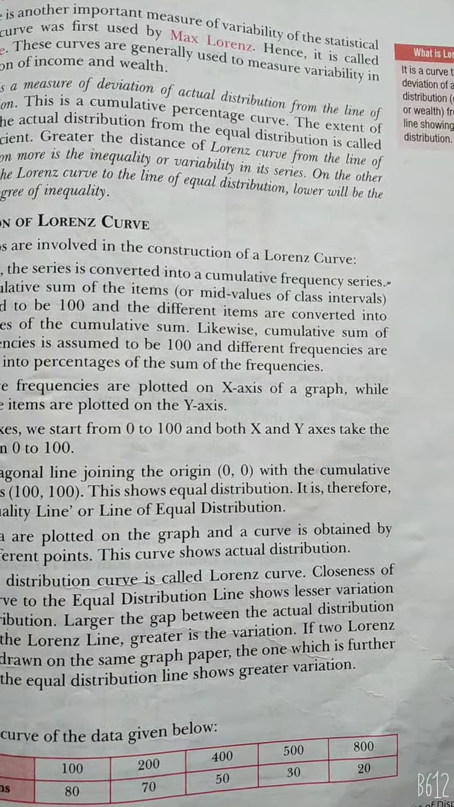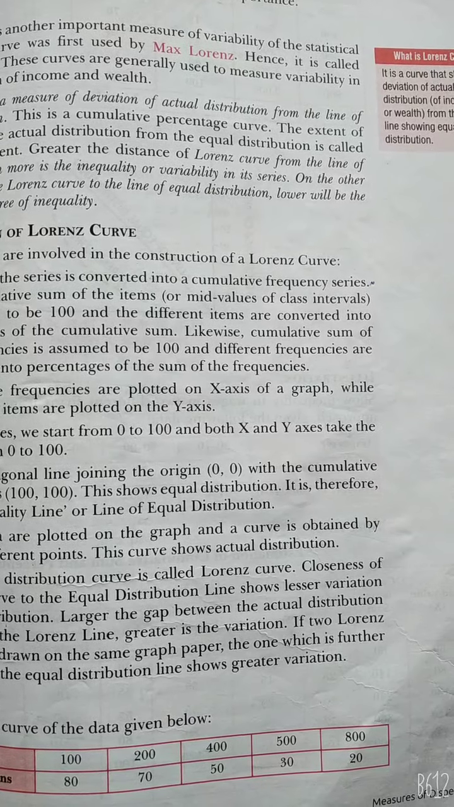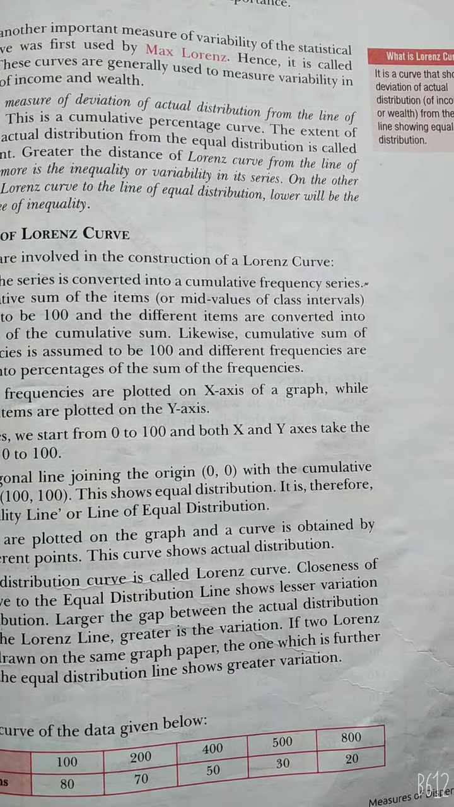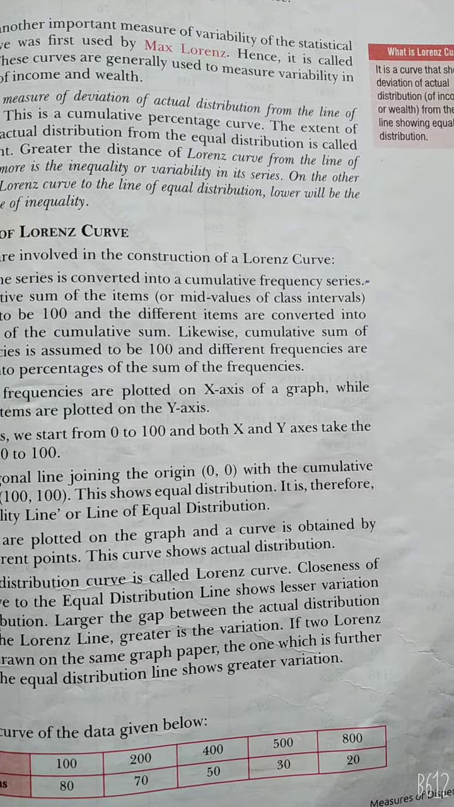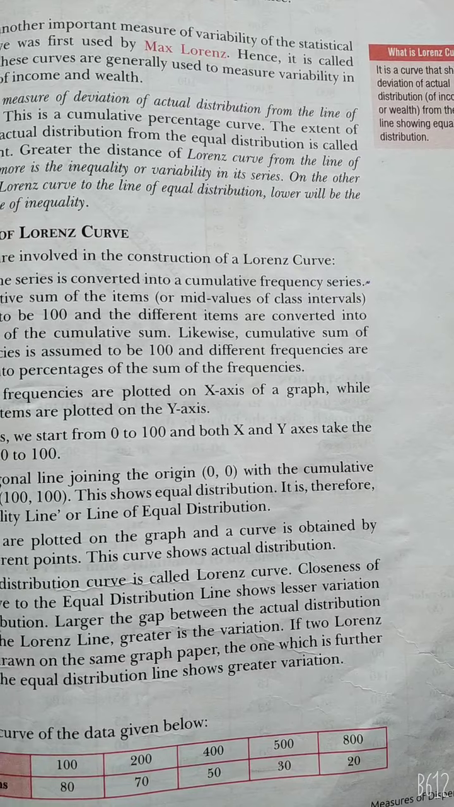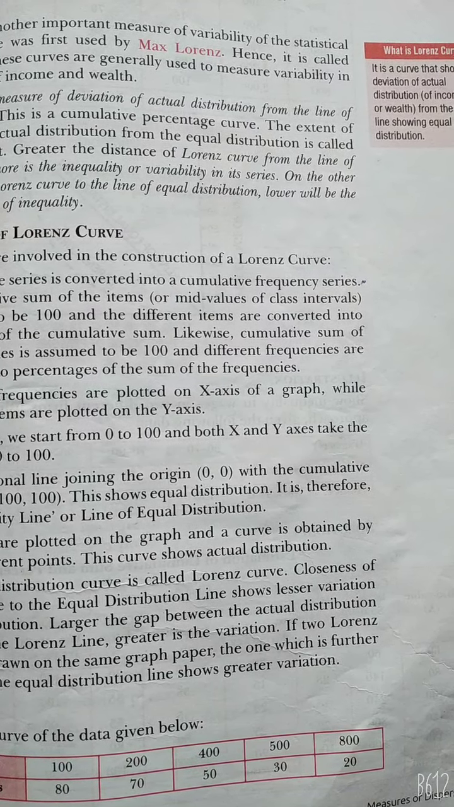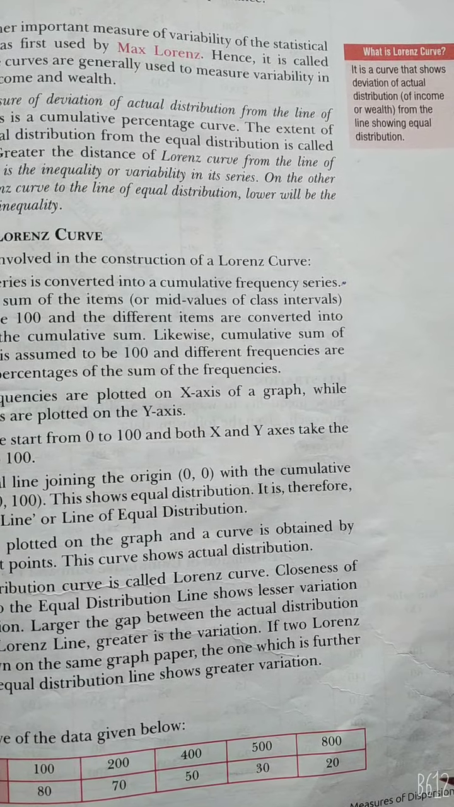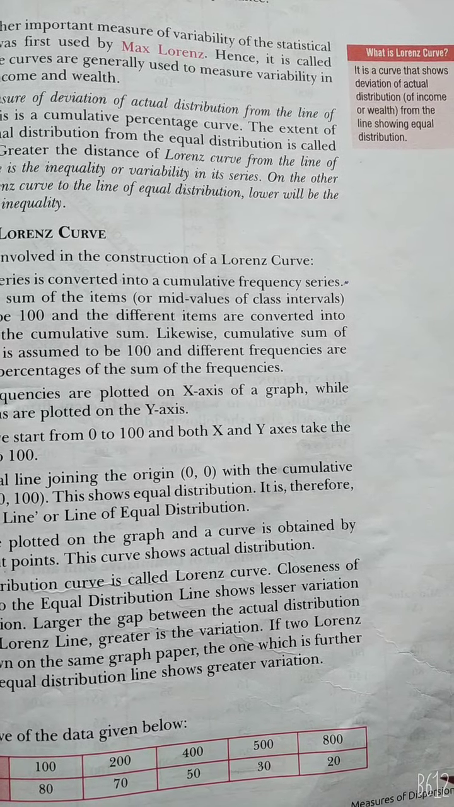In other words, first of all, the series is converted into a cumulative frequency series. The cumulative sum of the items or mid-values of the class intervals is assumed to be 100, and the different items are converted into percentages of the cumulative sum. Likewise, the cumulative sum of the frequency is assumed to be 100 and the different frequencies are converted into percentages of the sum of the frequency. Next, cumulative frequencies are plotted on the x-axis of a graph and cumulative items are plotted on the y-axis.